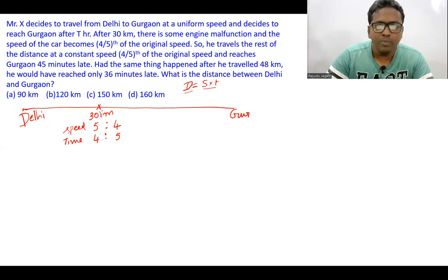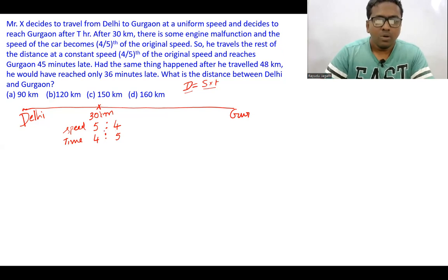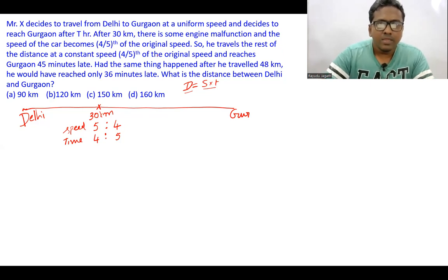That means from 30 kilometer point to Gurgaon, if the speed is 5 parts, it will cover in 4 parts of the time. But its speed is reduced to 4 parts. Therefore, time taken will be 5 parts. Now, from 30 kilometers to Gurgaon, the distance is fixed. Therefore, this ratio 5:4 and 4:5 are taken. He reaches Gurgaon 45 minutes late. If we observe, time changes from 4 to 5.